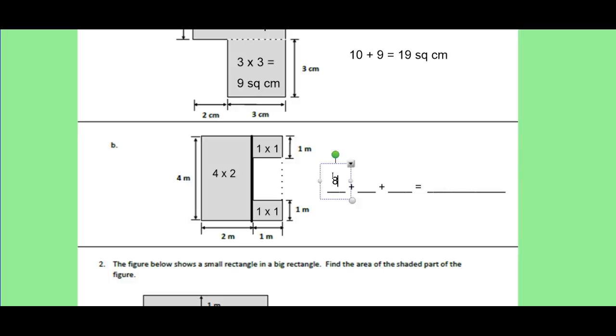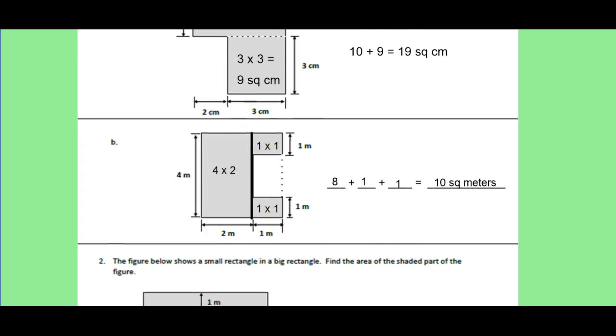Okay, so 4 times 2 is 8, 1 times 1 is 1, and 1 times 1 is 1. So we've got 8 and 1 and 1, which gives us a total of 10. And so it was 10 square meters for the area of that entire figure. So it's not really hard when you look at it sometimes. You just have to figure out where you want your rectangles to be at.